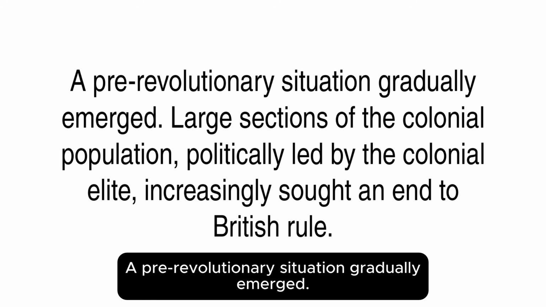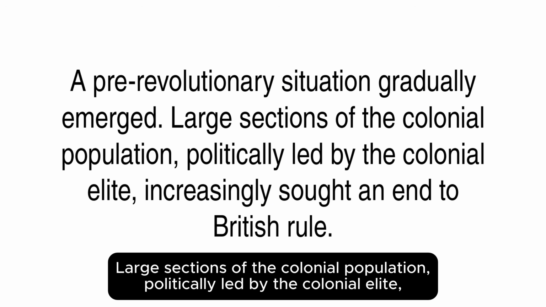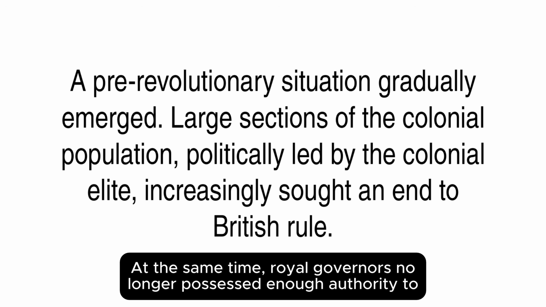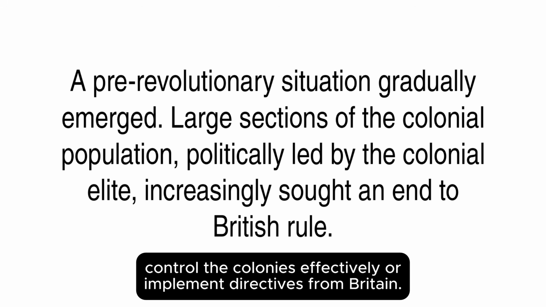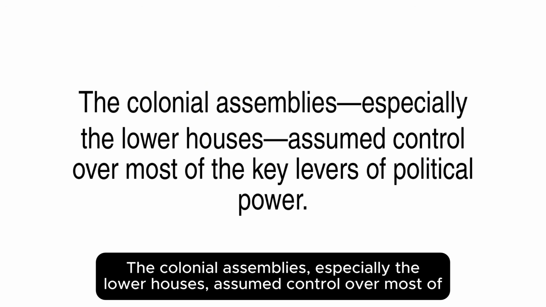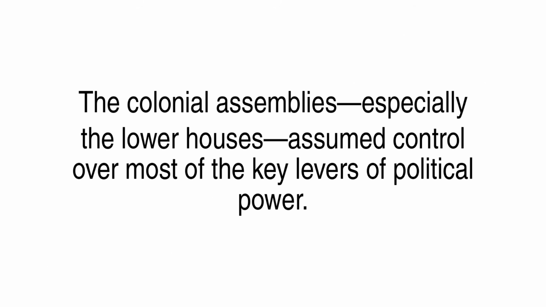A pre-revolutionary situation gradually emerged. Large sections of the colonial population, politically led by the colonial elite, increasingly sought an end to British rule. At the same time, royal governors no longer possessed enough authority to control the colonies effectively or implement directives from Britain. The colonial assemblies, especially the lower houses, assumed control over most of the key levers of political power.